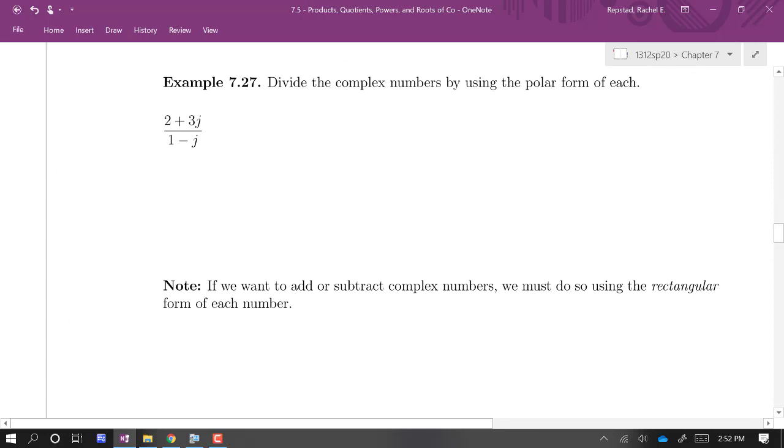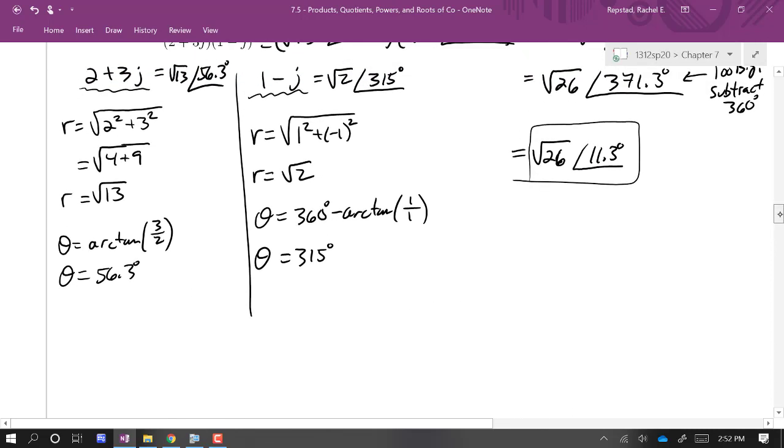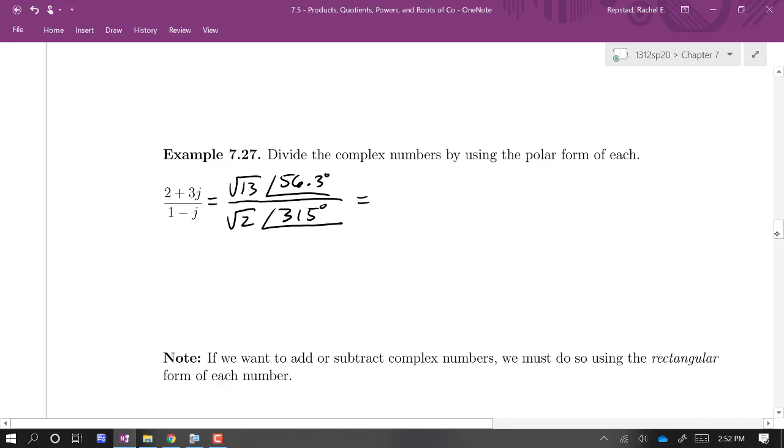Okay, so now we're working with the same numbers, only this time we're going to divide. 2 plus 3j, this was root 13 at 56.3 degrees. 1 minus j is root 2 at 315 degrees. Just double checking those. Yeah, okay. And so when I divide, I'm going to take root 13 over root 2 at an angle of whatever we get when we subtract.